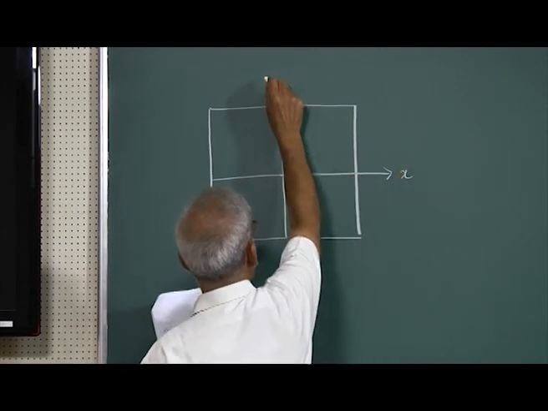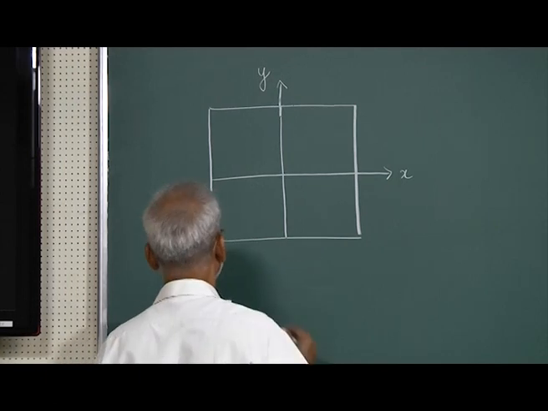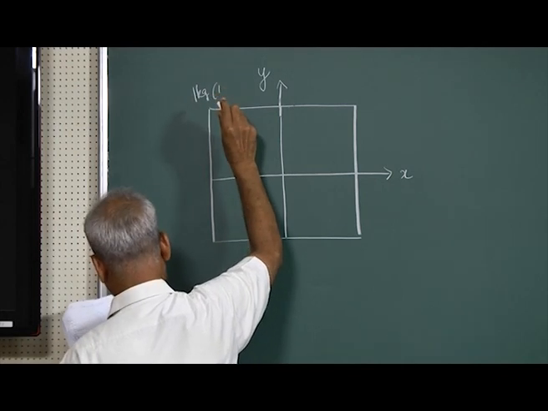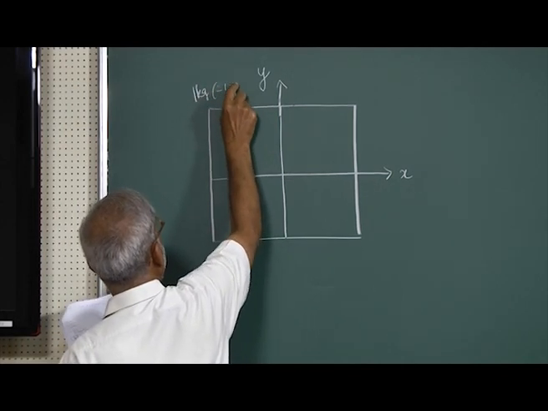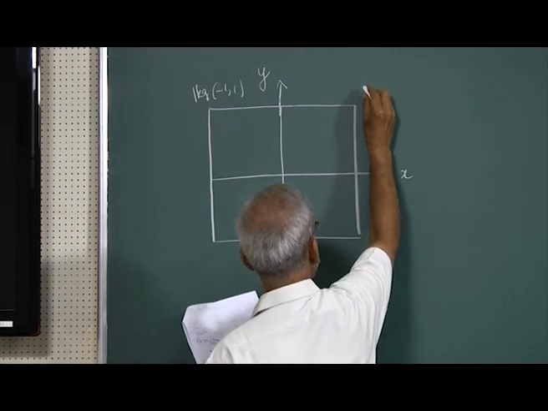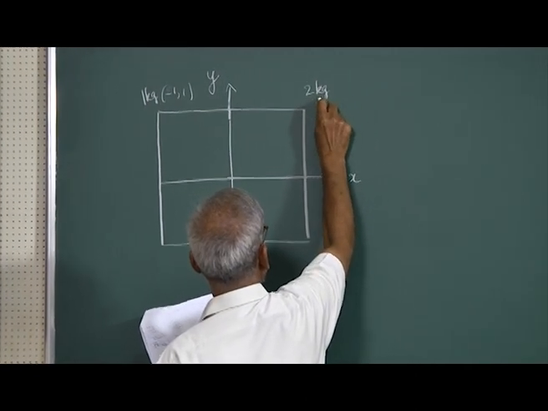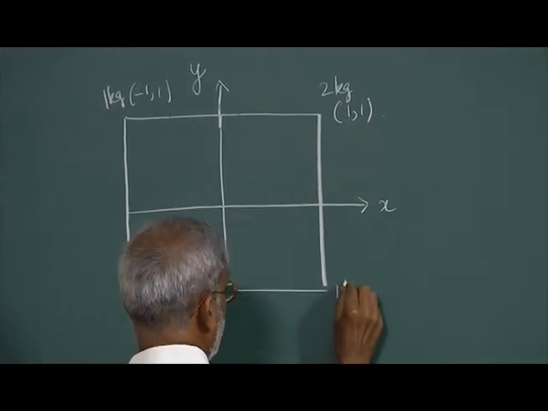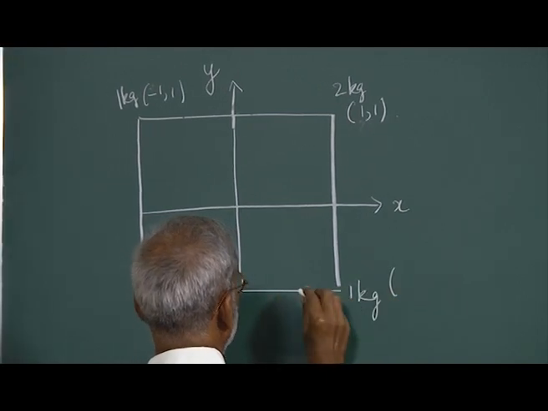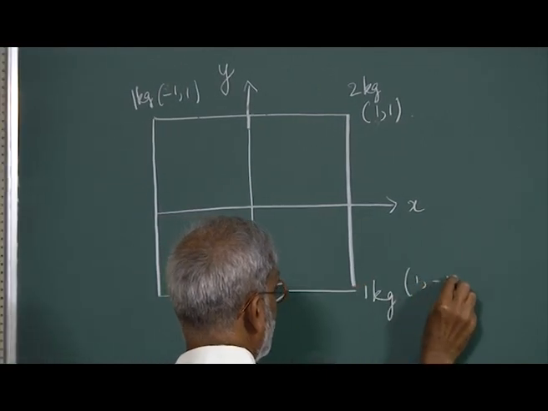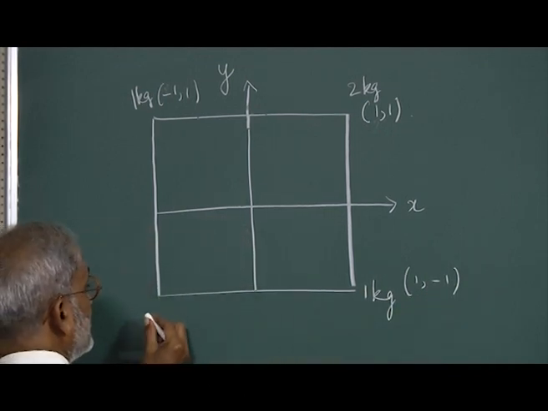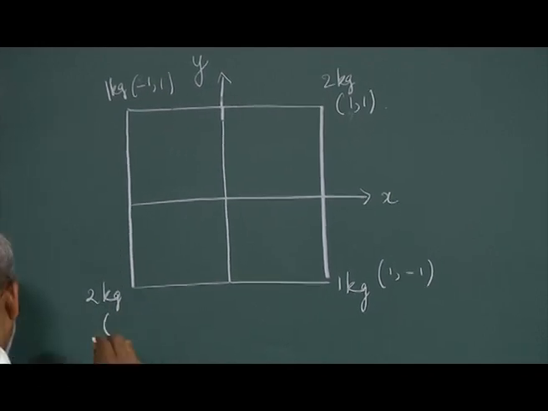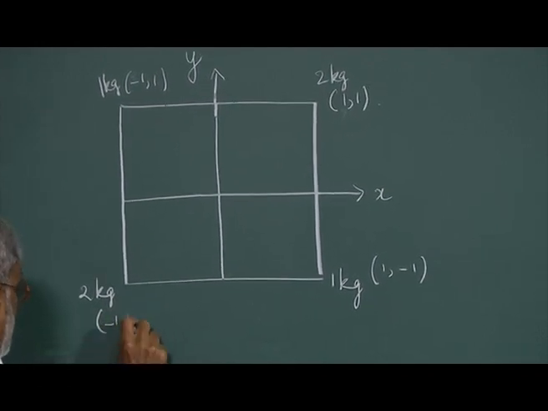This is x axis, this is y axis, and here it is 1 kilo, the vertex is minus 1 comma 1, and this here it is 2 kilos at this vertex, and this is 1, 1, and here it is again 1 kilo, and its vertex is 1 and minus 1, and at this vertex it is 2 kilograms and it is minus 1 comma minus 1.